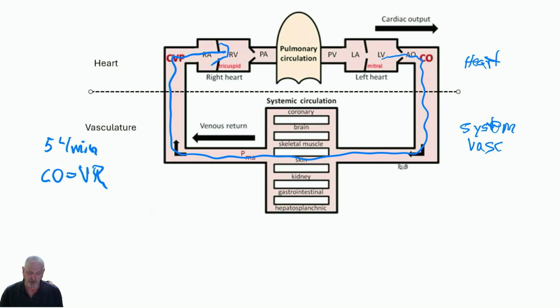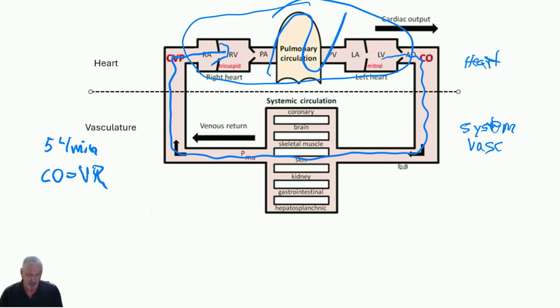So why do we talk about both of them? Well, to understand that, what we have to understand is that we're going to think about this part as being a pump, okay, that pumps things in here into the circulation.